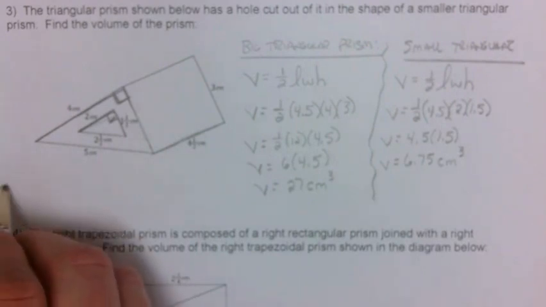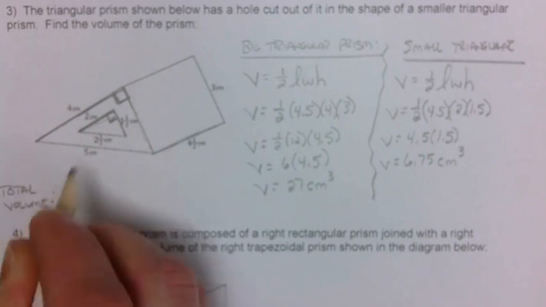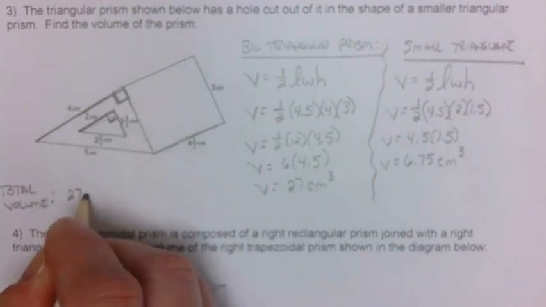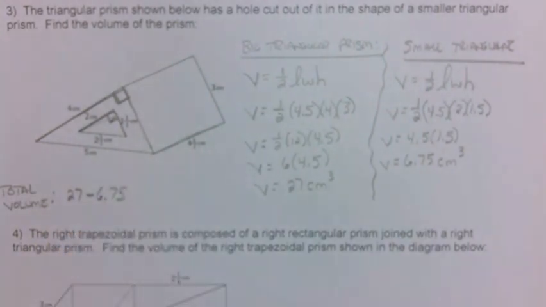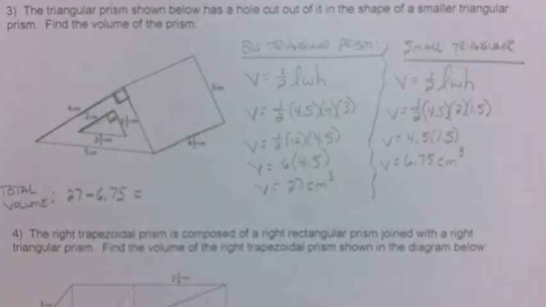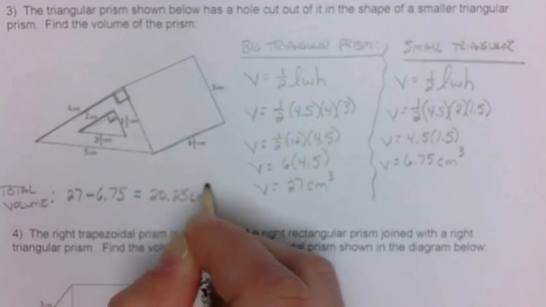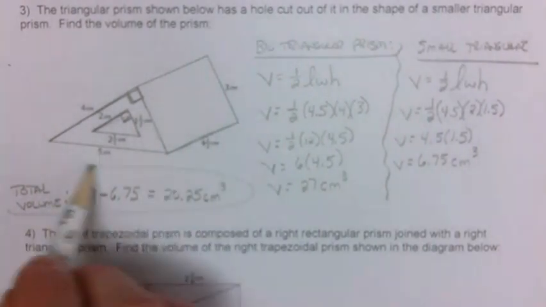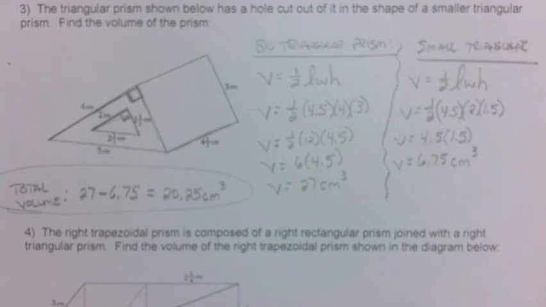Now, in order to get the total volume, this time, because there's been a hole that was cut out of the solid, I'm going to take the entire volume, 27, and subtract out what was cut out, in this case, 6 75/100 cubic centimeters. And that's going to leave me with a total volume of 20 25/100 cubic centimeters. Okay, when there's a hole cut out, you have to do a subtraction at the end to get the total volume.